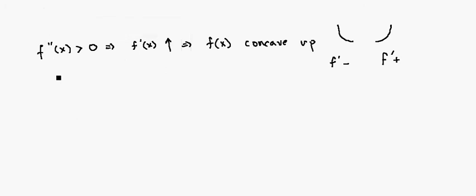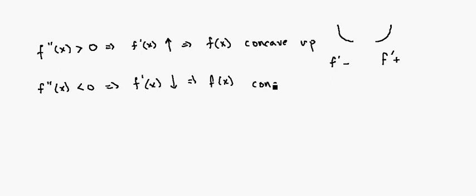So we can have exactly the same type of reasoning for a negative second derivative, if f double prime of x is less than 0. Right? We automatically want to be able to string this kind of reasoning along. Then f prime of x is decreasing, which means that f of x is concave down. Again, keeping in mind that concave down can come in two forms, one where the first derivative is positive and one where the first derivative is negative.